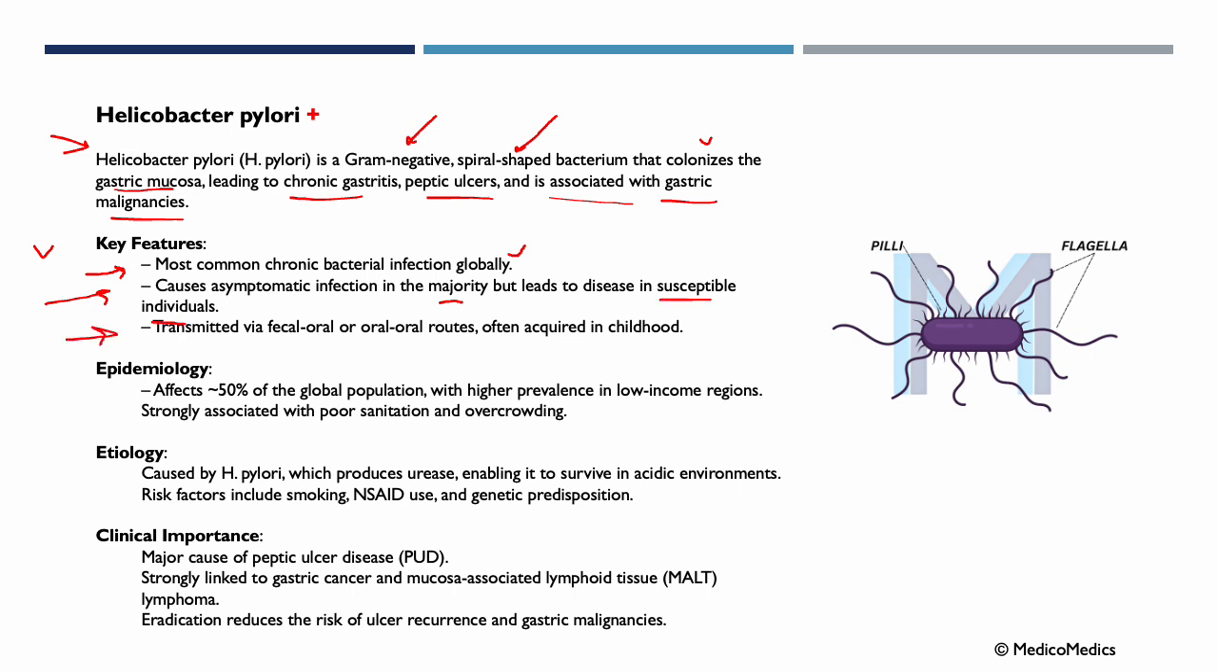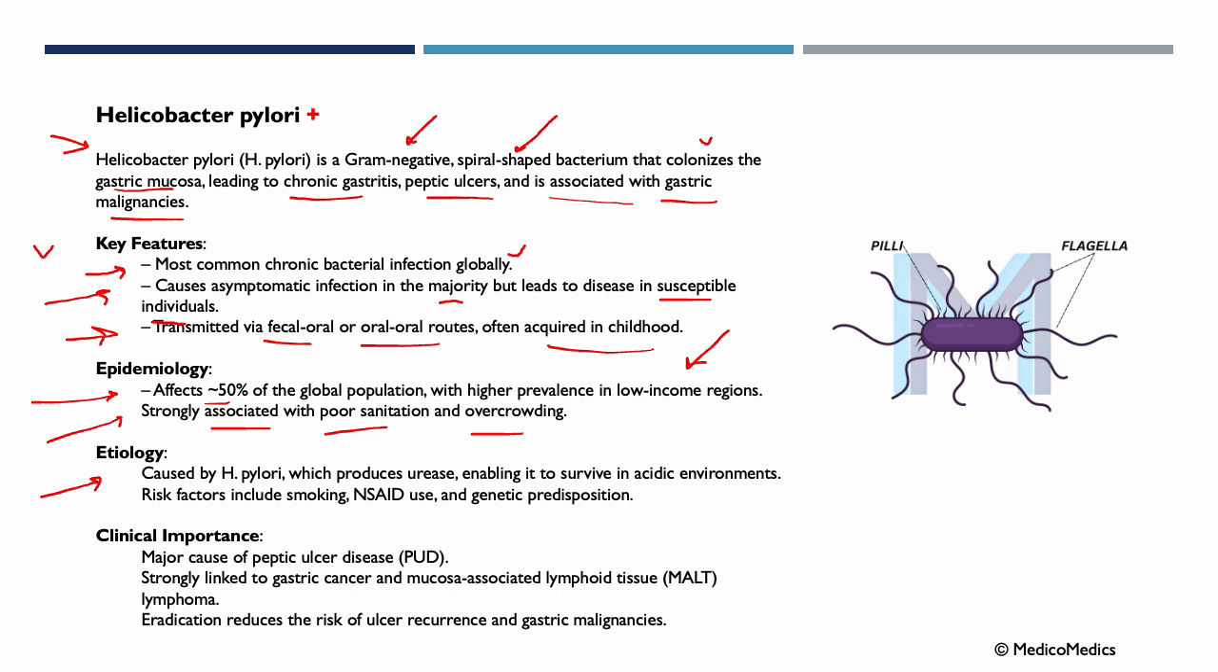It is mainly transmitted via the fecal-oral route or oral routes, often acquired in childhood. It affects approximately 50% of the global population, with higher prevalence in low-income regions. It is also strongly associated with poor sanitation and overcrowding.